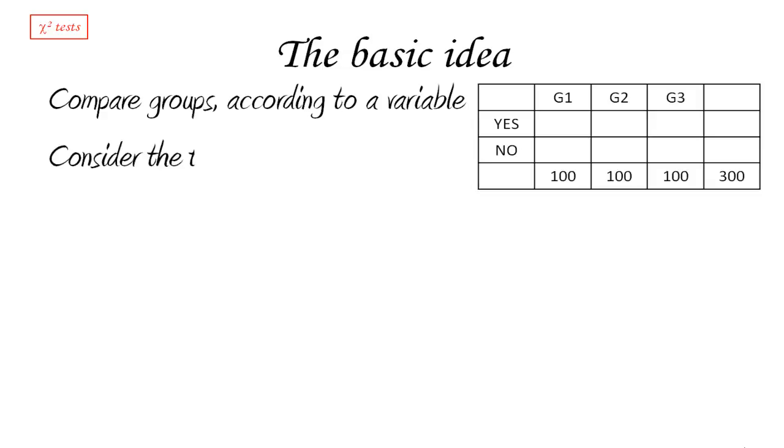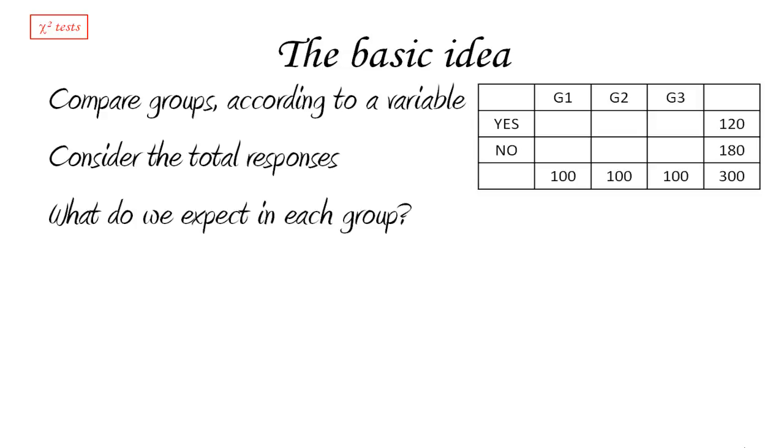Now, after we have done the experiment, we're going to look at the total responses. So let's say that in this case, we ended up with 120 yeses and 180 nos. Okay? Now, what do we expect to see for each group separately? Well, under the null hypothesis, remember, what would the null hypothesis be in this case? Well, it would be that the proportions are going to be the same in all of the groups, right?